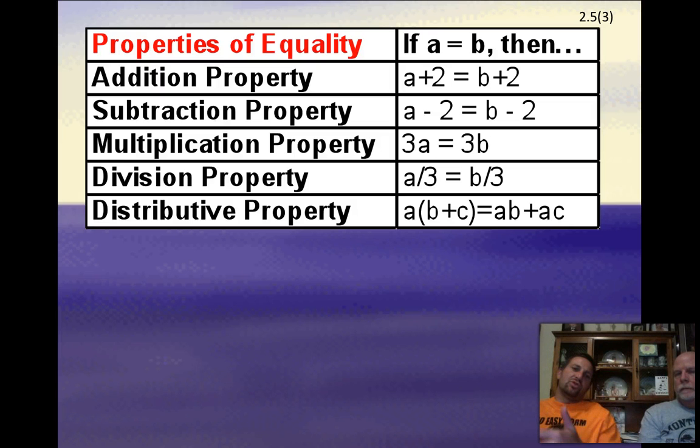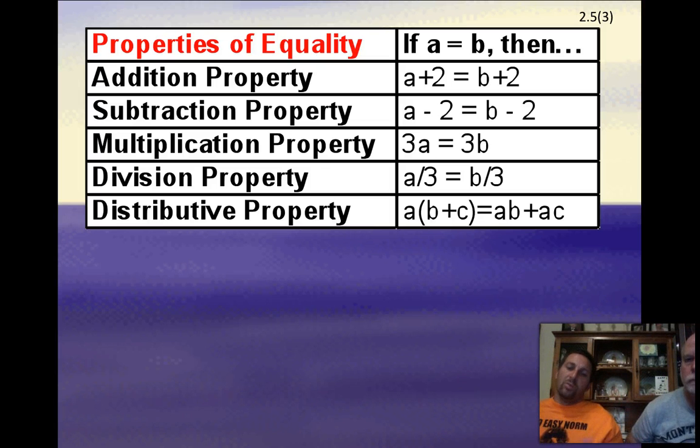It's the same thing with the subtraction property. If we know A and B are equal, and I take 2 away from A, I must also take 2 away from B in order to keep the balance. Go down to the multiplication property. If I multiply A by 3, in order to keep it balanced, I multiply B by 3. If I multiply 3 to one side, I've got to multiply 3 to the other. Division property: if I divide A by 3, I've got to divide B by 3. If you see division on one side, you've got to do division on the other.